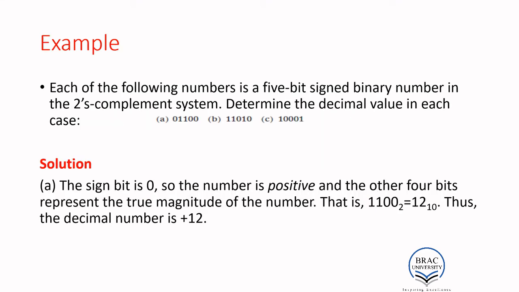This is another example. Each of the following numbers is a 5-bit signed binary number in the 2's complement system. Determine the decimal value. Number A, 01100. The 0 represents a positive number, right? And the other 4 bits, 1100, represent 12. So the decimal number is plus 12.